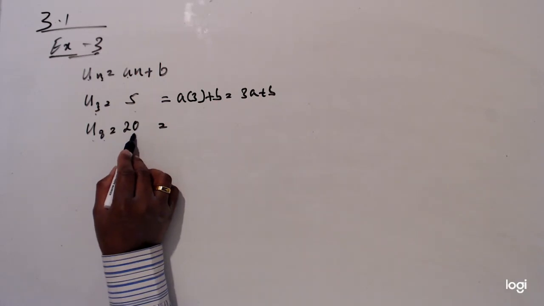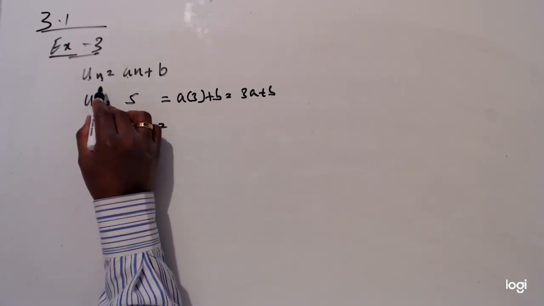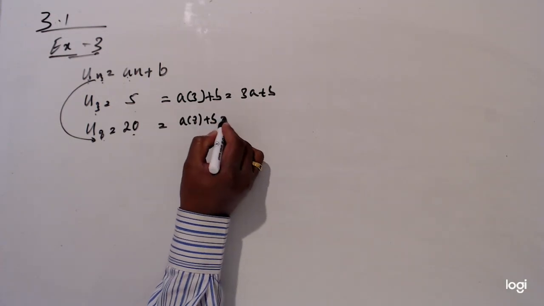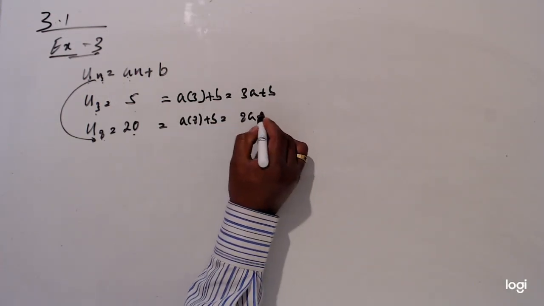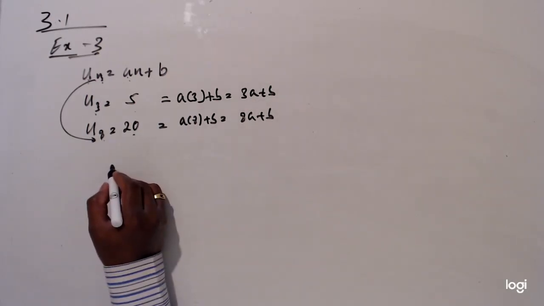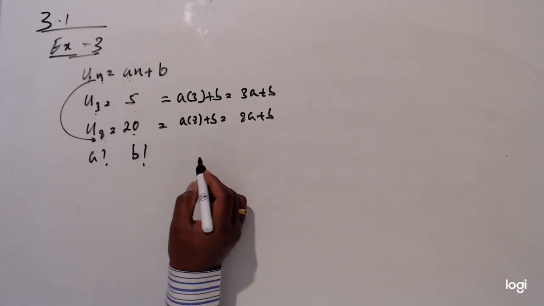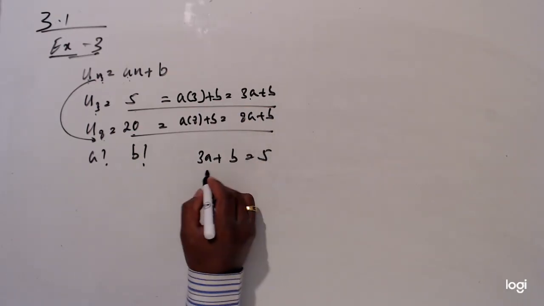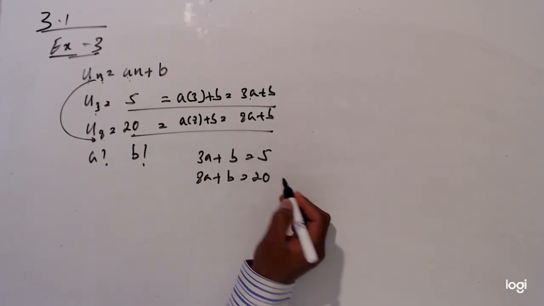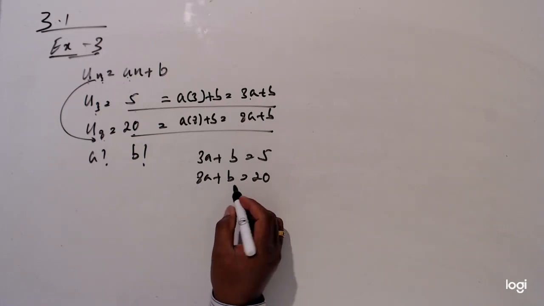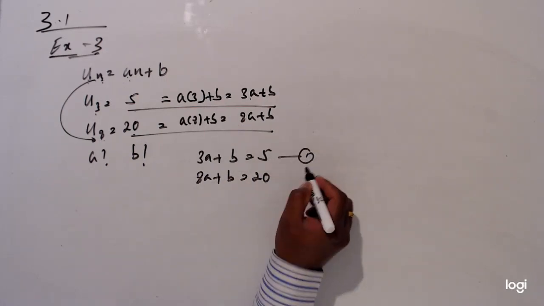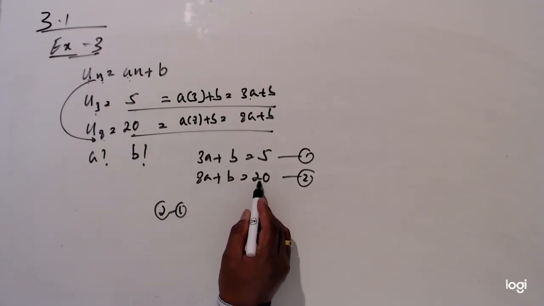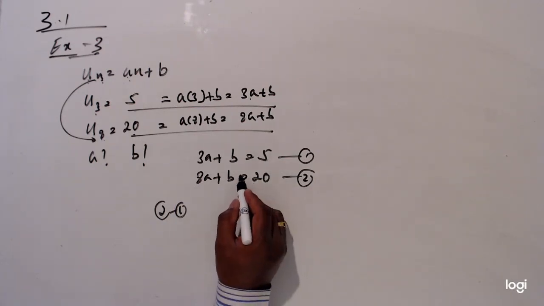Then u8 equal 20. Again for u8, when you put n equal 8, u8 equal a times 8 plus b, that is 8a plus b. Now we need to find a and b. Now we have the equations 3a plus b equal 5, 8a plus b equal 20. We can see that there are two equations and two unknowns, so we have to solve simultaneously. And I do 2 minus 1, because I can see that this 20 is bigger than 5.